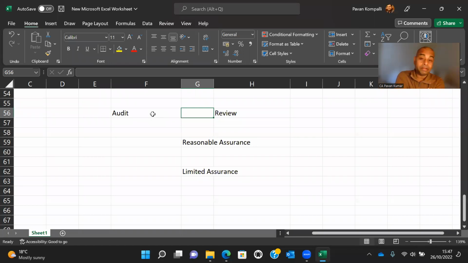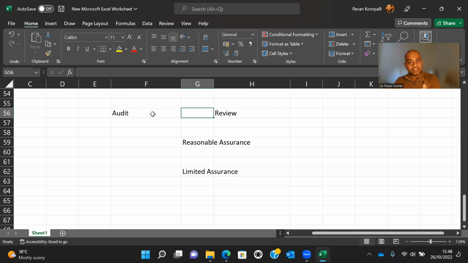Pavan sir, you are in practice. Do you do only audits, or can you do consulting also? Can you value shares of a private limited company? Now you tell me, do you think that is an assurance engagement or consultancy? It is consultancy. Why? Because no opinion is given.